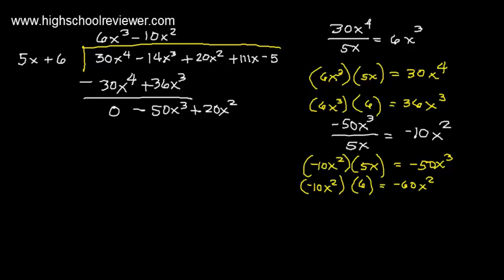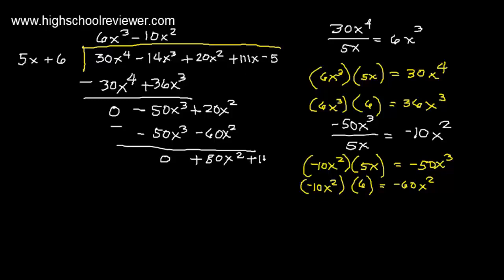And then we will put negative 50x cubed to the same column of the term with x cubed. So this will be put here, negative 50x cubed. And put negative 60x squared on the same column with x squared. So we are going to put it here, negative 60x squared. And then perform subtraction. Negative 50x cubed minus negative 50x cubed, this will be 0. And then positive 20x squared minus negative 60x squared, this will be positive 80x squared. So positive 80x squared.